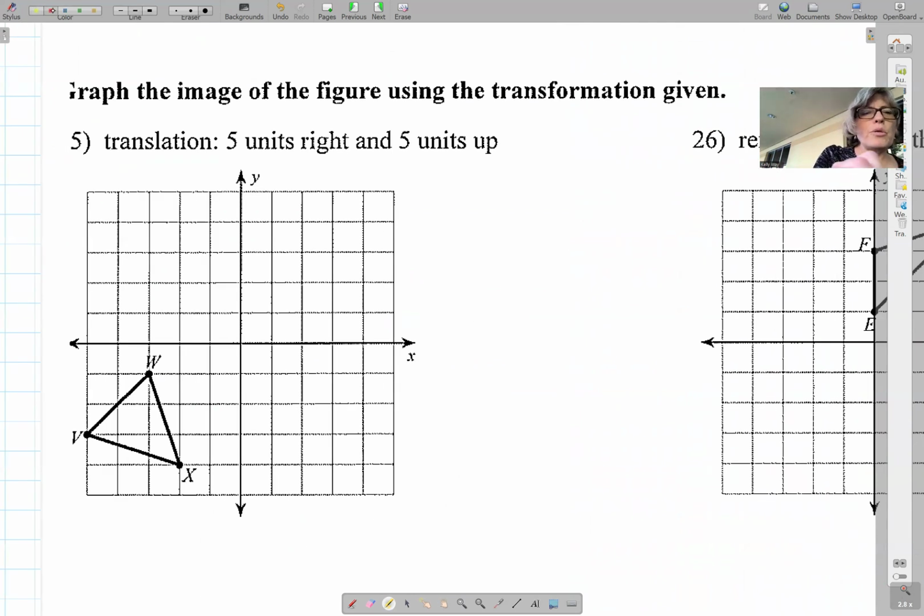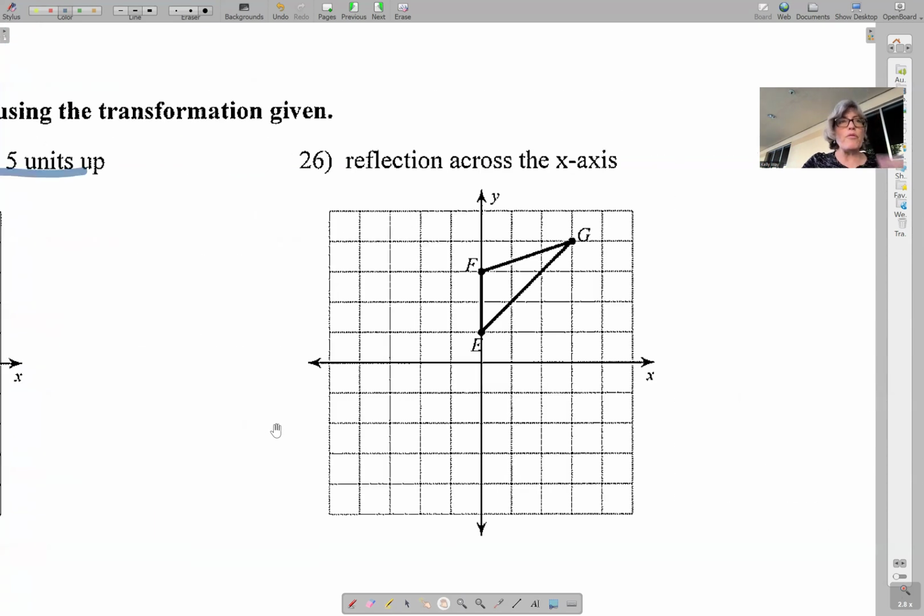Translation: 5 units to the right, 5 units up. To the right just means positive, so 1, 2, 3, 4, 5. And 5 units up, 1, 2, 3, 4, 5. You bunny hop everything.